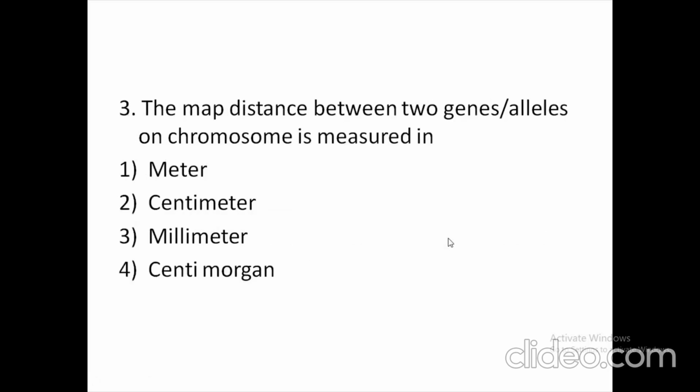Now, the map distance between two genes or alleles on a chromosome is measured in. So this we already discussed. The distance between two genes or alleles on a chromosome is measured in map units or centimorgans. So your answer is centimorgan.